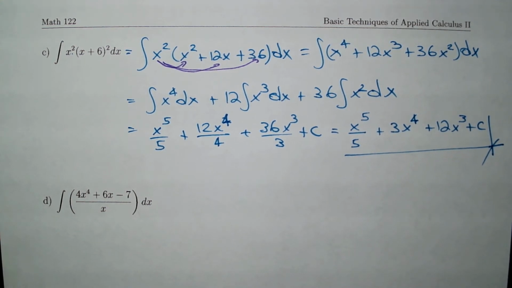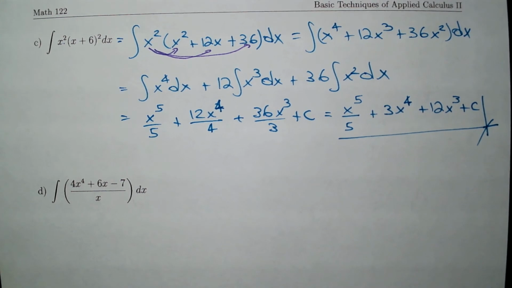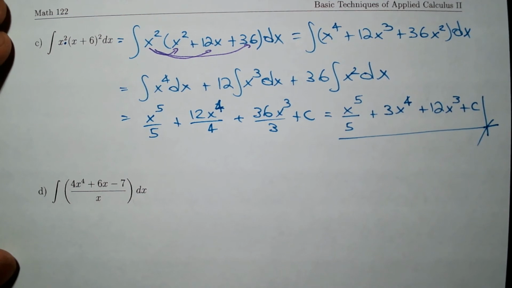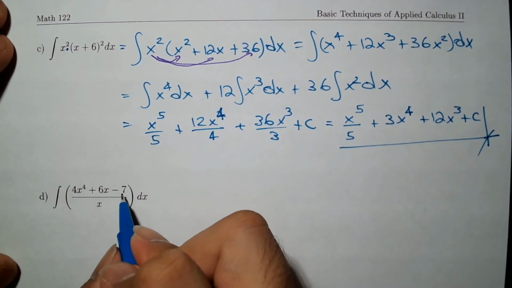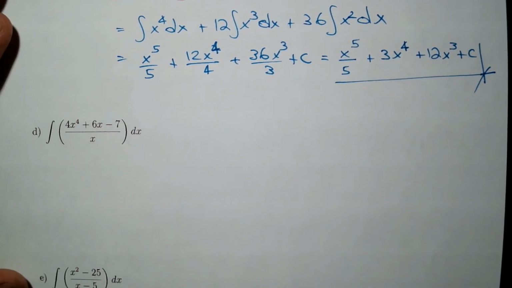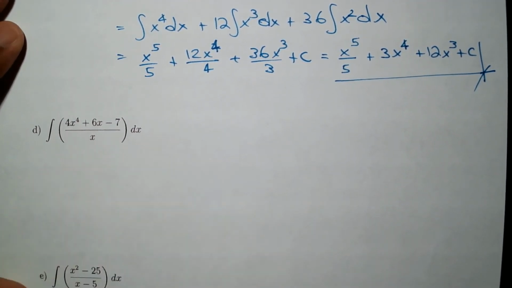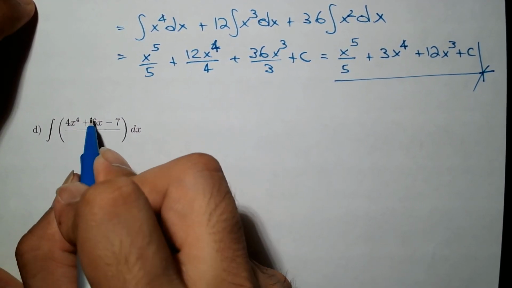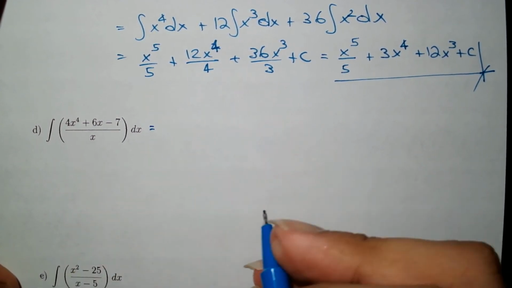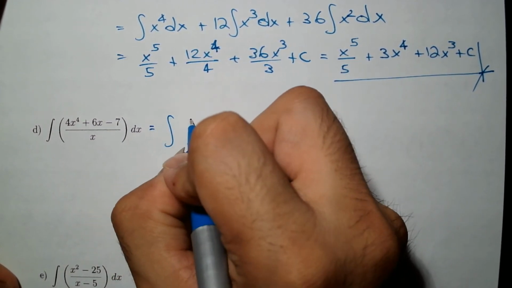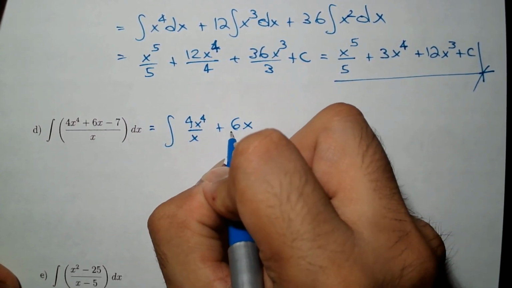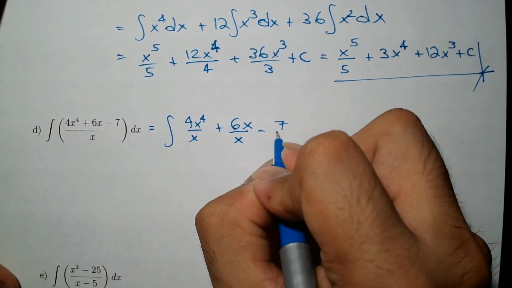Alright, what about letter D? So for letter D, okay, just like the previous example, letter C, there is no such thing as a product rule or integration of a product. Likewise, there is no quotient rule for the integrals, right? So the trick here is we are going to split into 3 fractions together. Okay, so this will be the integral of 4x to the 4th over x plus 6x over x minus 7 over x dx.